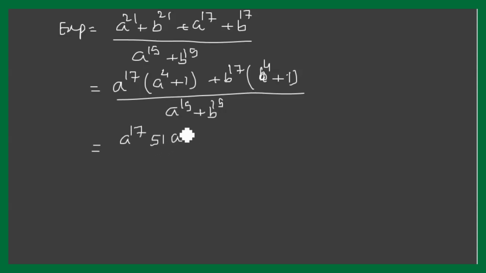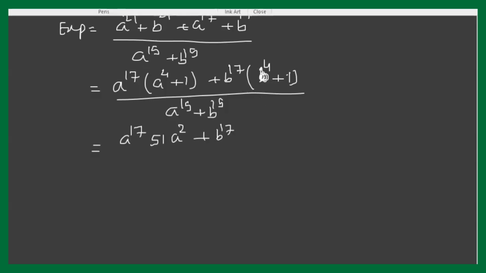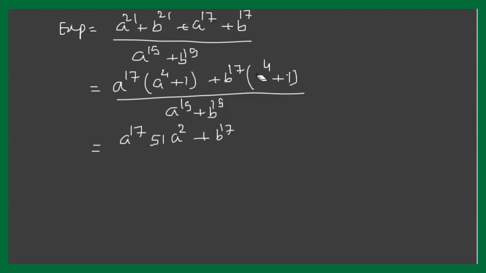51a square, right, and with b to the power 17, here b to the power 4 plus 1, that result is also 51 b to the power 2. Okay, and divided by a to the power 19 plus b to the power 19.